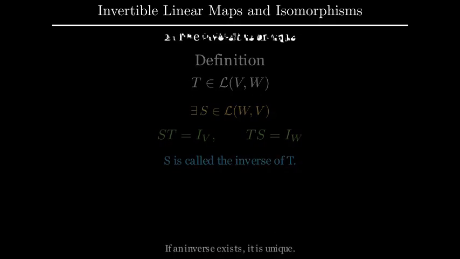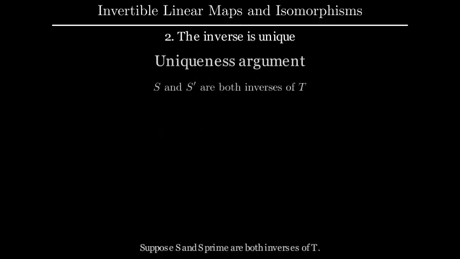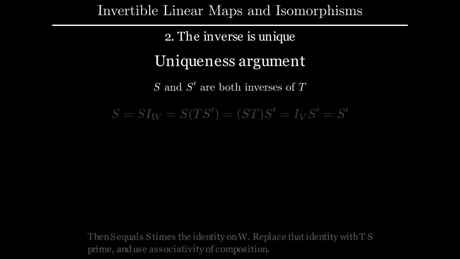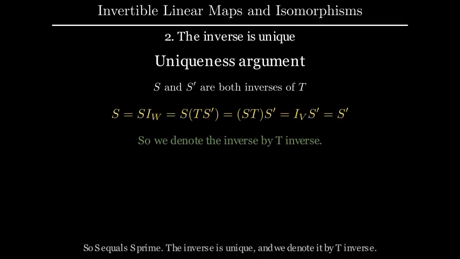If an inverse exists, it is unique. Suppose S and S prime are both inverses of T. Then S equals S times the identity on W. Replace that identity with TS prime, and use associativity of composition. So S equals S prime. The inverse is unique, and we denote it by T inverse.